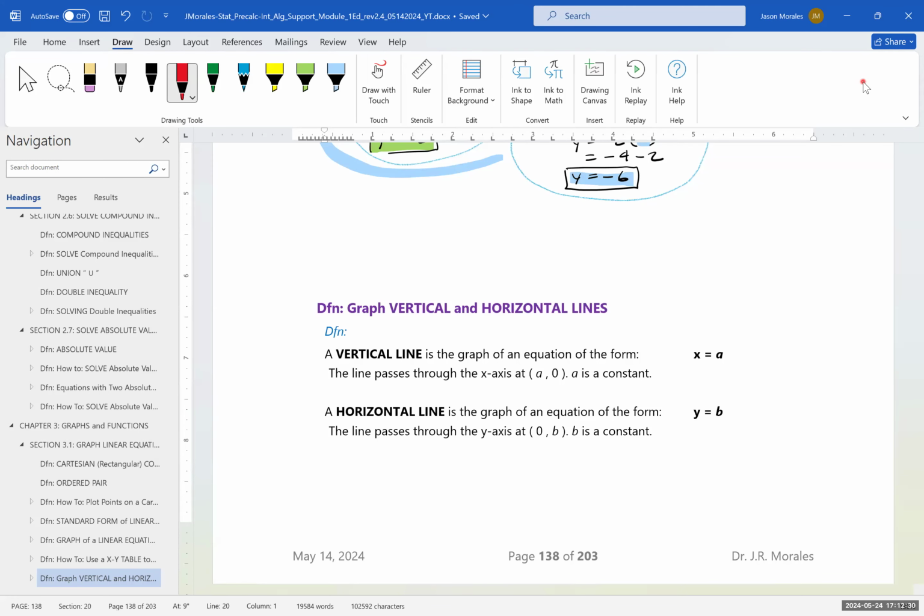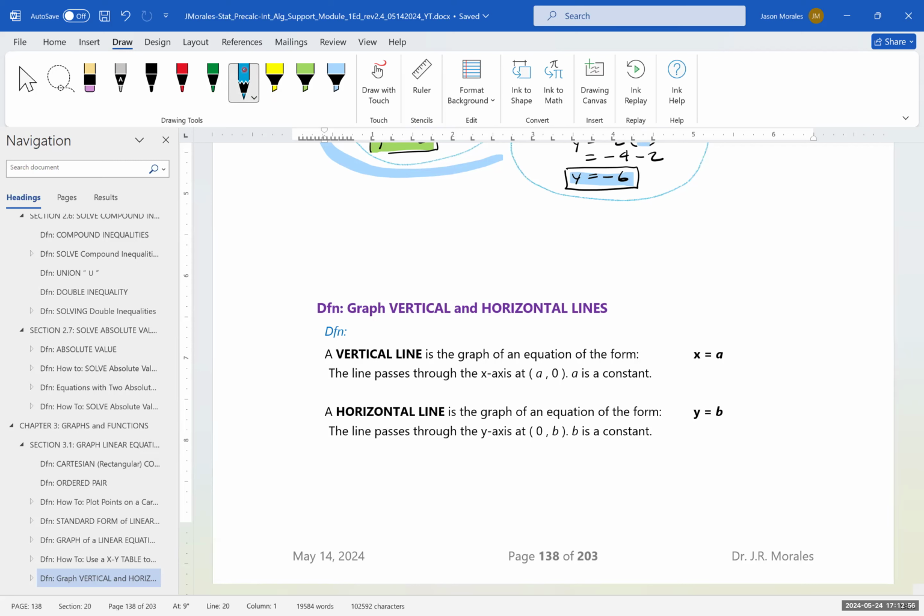Now to finally round this all up, we've been graphing these linear equations and they've been at various angles, but sometimes they can just be vertical lines or horizontal lines. So what does the graph of a vertical or a horizontal line look like? So that's just what I've got here.